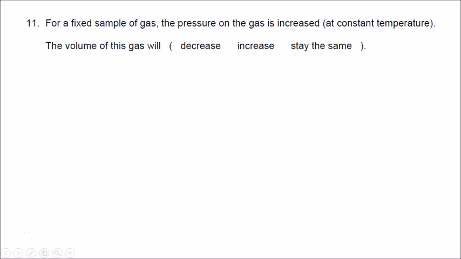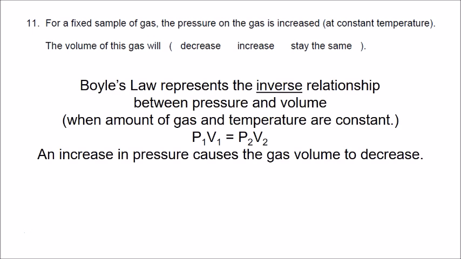All right, number 11. For a fixed sample of gas, the pressure on the gas is increased. What happens to the volume? Again, this is Boyle's law, the inverse relationship between pressure and volume. Pressure goes up, volume goes down, so the volume will decrease.